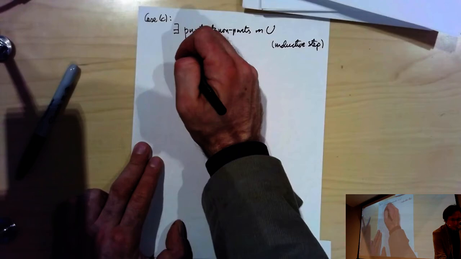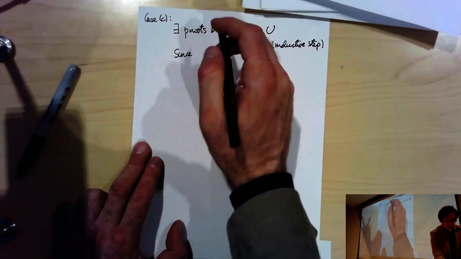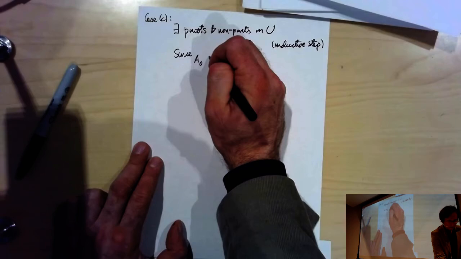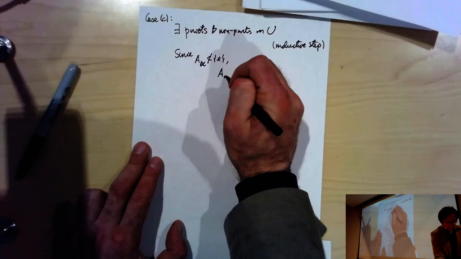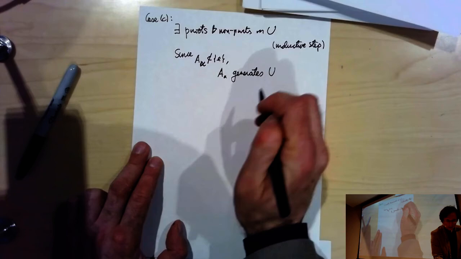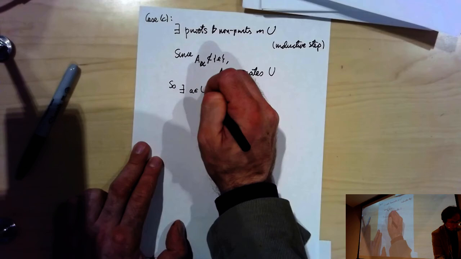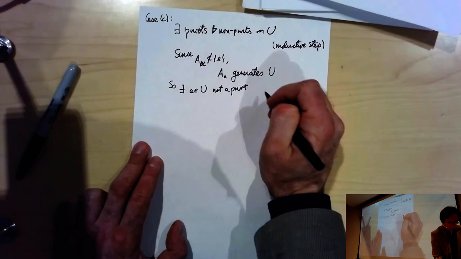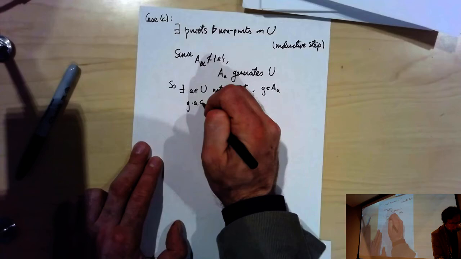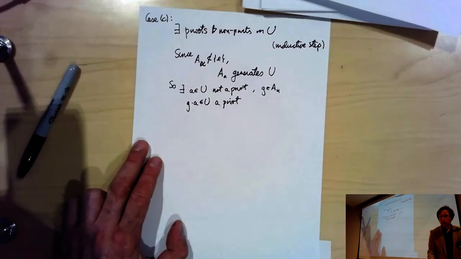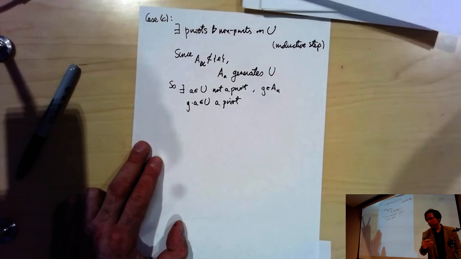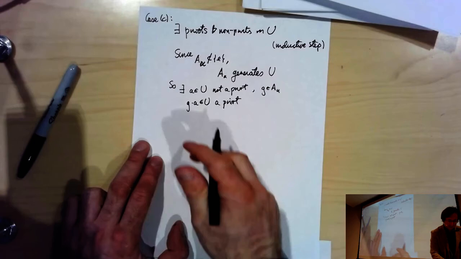Since this is how being in F_p makes things simpler, since A_U is not empty and it's not the identity, A_U generates U. That's quite special to F_p, but never mind that. So there exists A not a pivot, g in A_U, and gA a pivot. So when you have good and bad people in the world, and you have a set of generators, there must be a good person and a bad person such that their quotient is in the set of generators. Simple as that. And now what are we going to do?